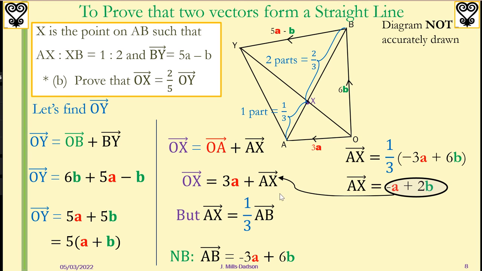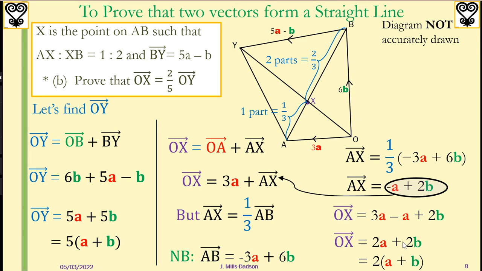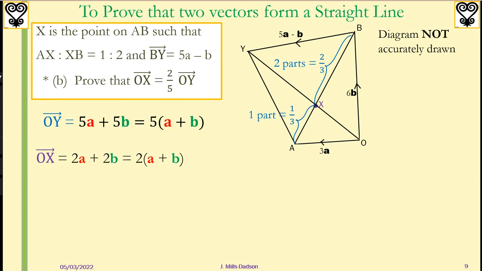So replacing vector AX with negative A plus 2B, this is what I have, and I'm going to simplify that. 3A minus 1A becomes 2A, then plus 2B. Then I factor out 2 to get 2 into bracket A plus B. So I've got my OX vector, and I've got my OY vector. Now what I need to do is multiply vector OY by 2/5 and see if my answer will confirm the vector OX. So that's what I'm going to do on the next slide.